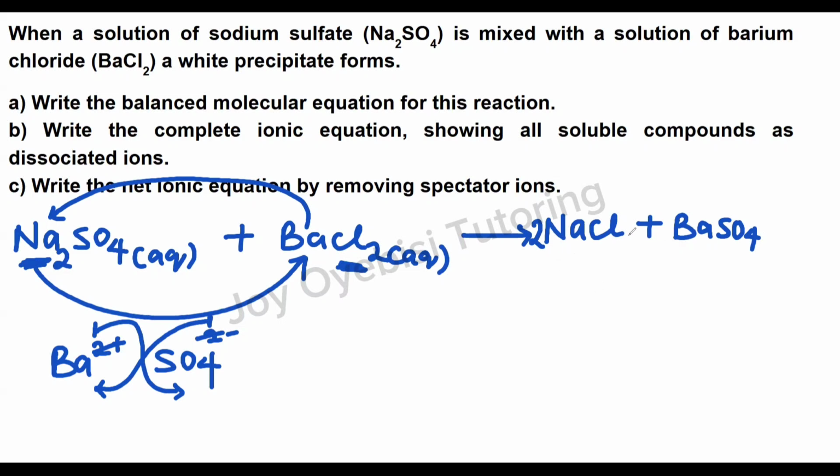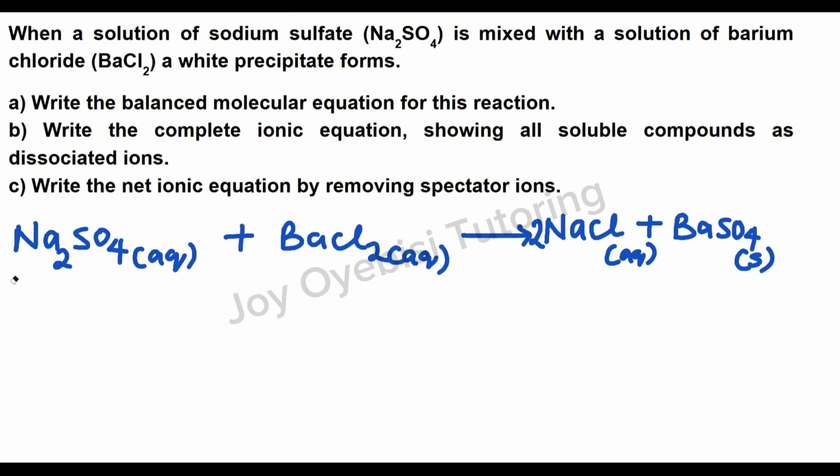All compounds of sodium are aqueous. So this is going to be aqueous as well. They are soluble. That's what the aqueous means. And then barium sulfate. Sulfates are usually insoluble, except for a few like sodium, potassium. Apart from that, barium sulfate is solid. It's insoluble. So we say S, okay, which represents solid. And that is what they mean by a white precipitate forms. So that is your precipitate there. So with this now, we've actually written the molecular equation.